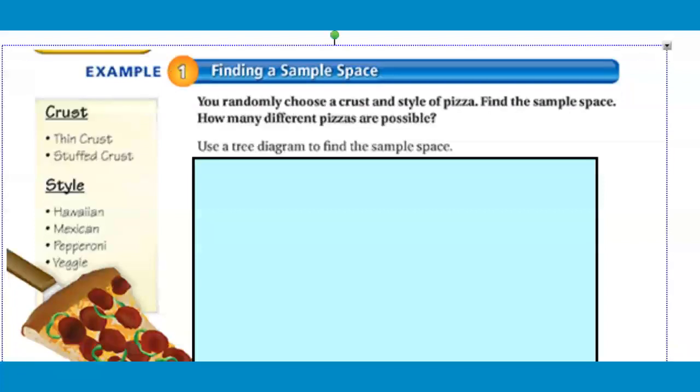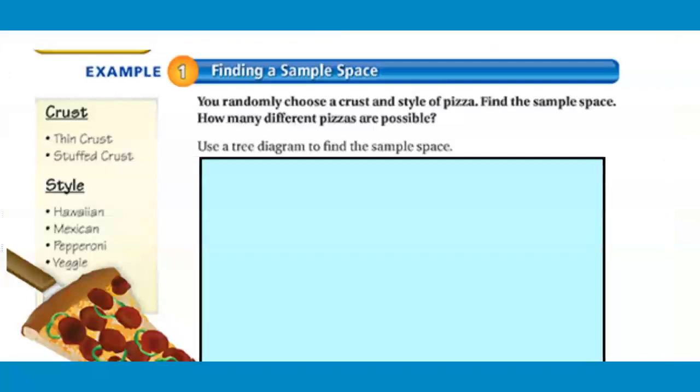So in this example, you randomly choose a crust and a style of pizza. Find the sample space. How many different pizzas are possible? So we have a choice over here on the left of thin crust or stuffed crust. And then we have styles Hawaiian, Mexican, pepperoni, and veggie. The easiest way to list out the sample space, or all of the possibilities, is to make a tree diagram.